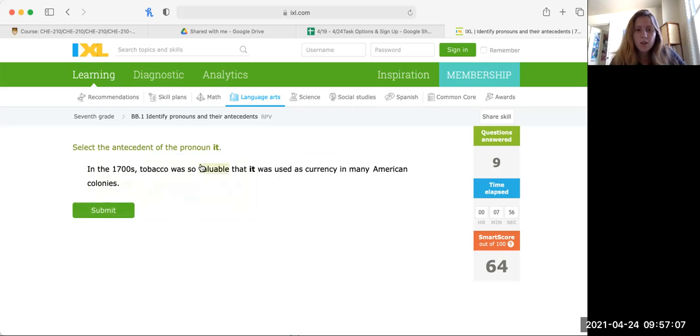Okay, I'm going to continue. In the 1700s, tobacco was so valuable that it was used as a currency in many American colonies. So what is it? Tobacco.